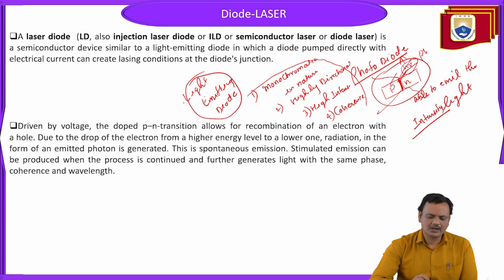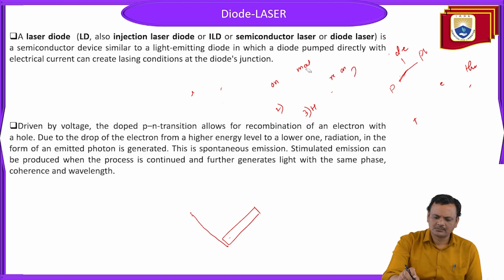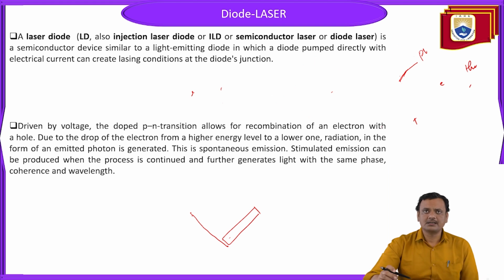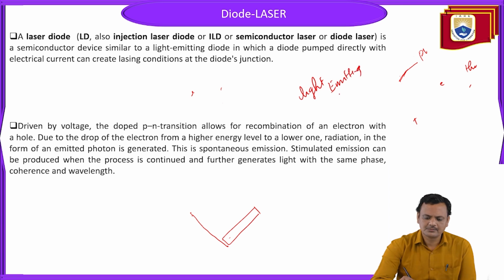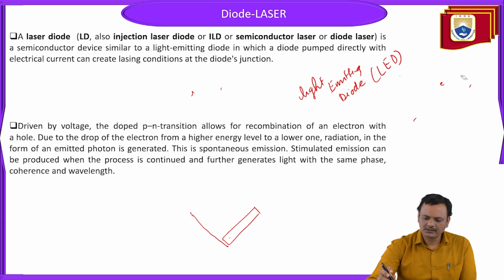So in a light emitting diode, what happens? Let's suppose this is your energy axis. A diode laser is a semiconductor device similar to a light emitting diode, meaning LED. So what is a light emitting diode? A light emitting diode is a kind of device which will convert electricity into light, and it is built from semiconducting material.